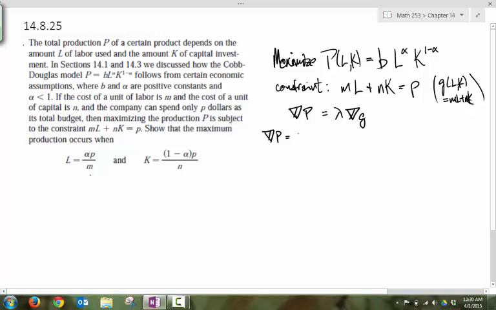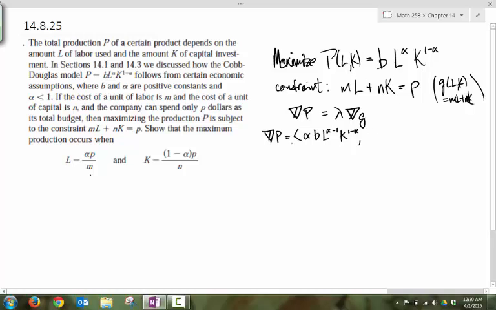We got P is the derivative of this function with respect to L. So B and K and alpha are all constants. So let's take the derivative with respect to L. Alpha goes down, and then we got B that didn't do anything, and you have L now with one less power, and then K to the 1 minus alpha. So that's the derivative of the P function with respect to L.